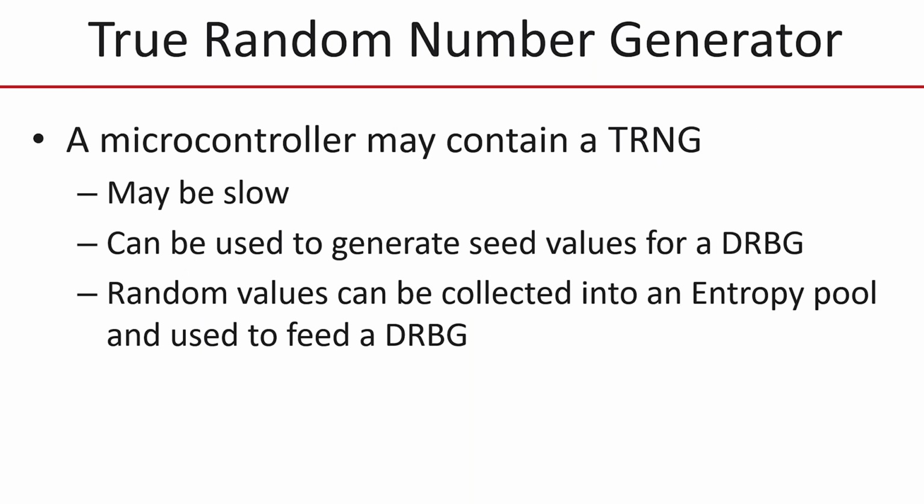Very often, though, we'll store some of our true random data in an intermediate buffer called an entropy pool, and this is then used to feed our deterministic random bit generator. So the random number generator is quite a small system in its own right. It's very important to the strength of our overall cryptographic system.